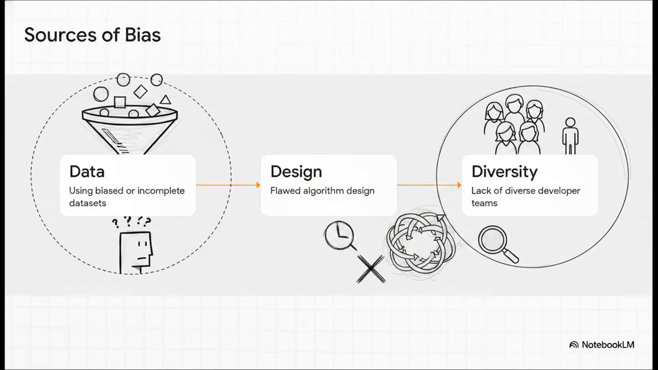So how does this bias actually sneak in? Usually through 3 main doors. First up is the data itself. If you feed an AI a limited or completely skewed dataset, it's going to fail miserably when it encounters the real, diverse world. Second is flawed design right there in the algorithm. And third, a sheer lack of diversity in the engineering room where the tech is actually being built.